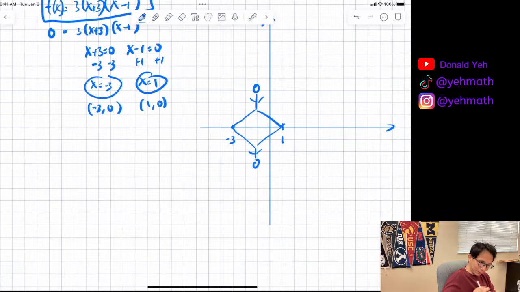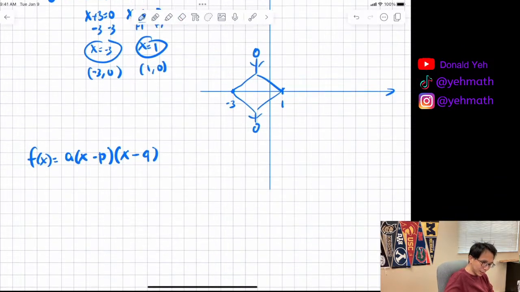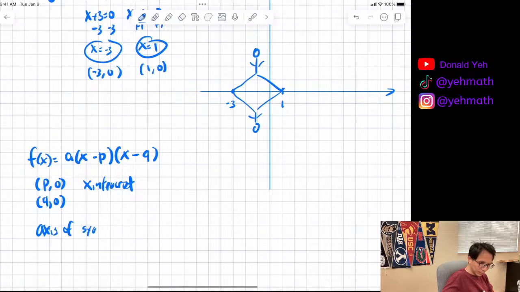So I want you to write down something. This form is called factor form. Now, I don't want you to memorize it, but I want you to understand it. The intercepts could be P, 0 and Q, 0, which are the x-intercepts. But the axis of symmetry is going to be P plus Q divided by 2. Why is it P plus Q divided by 2? Because it's the average of 2 points, like Robert says.